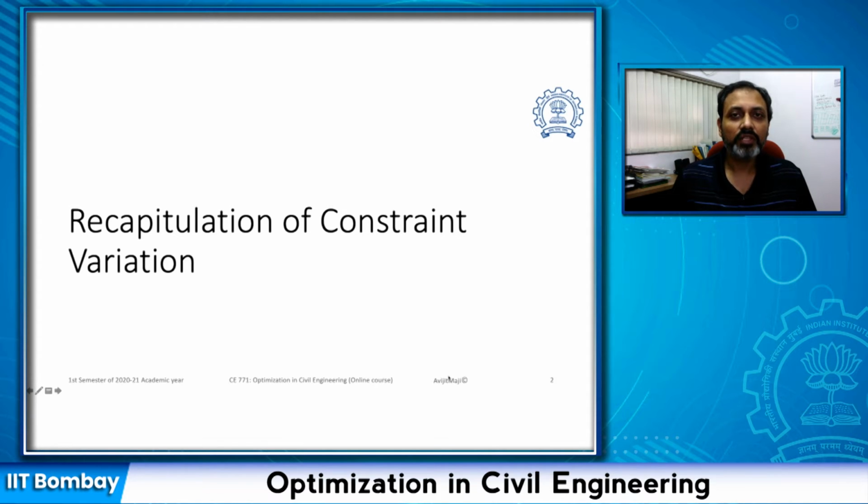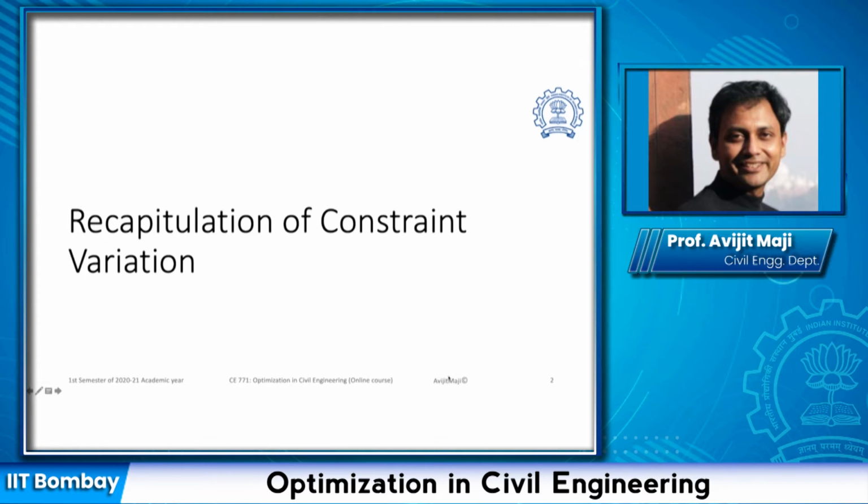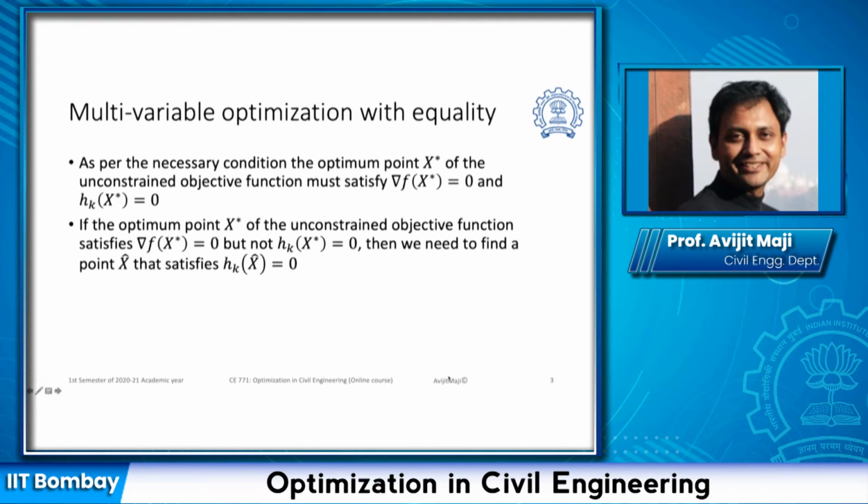So today we are going to discuss one such method, the Lagrange multiplier method. Let's begin with the Lagrange multiplier method. We'll start by recapitulating the constraint variation method, as some of the facts and derivations are an extension of the constraint variation method. So let's begin with the constraint variation method, which we discussed in the last class.